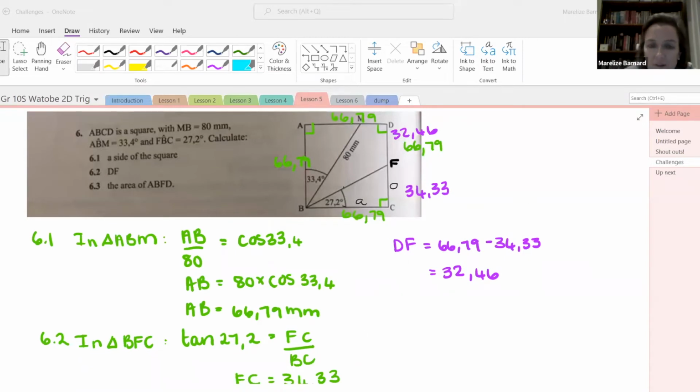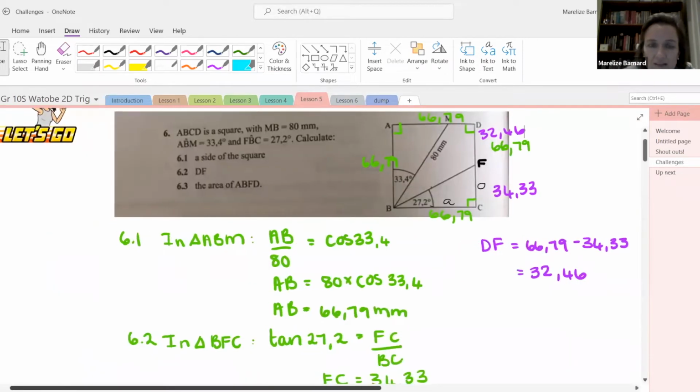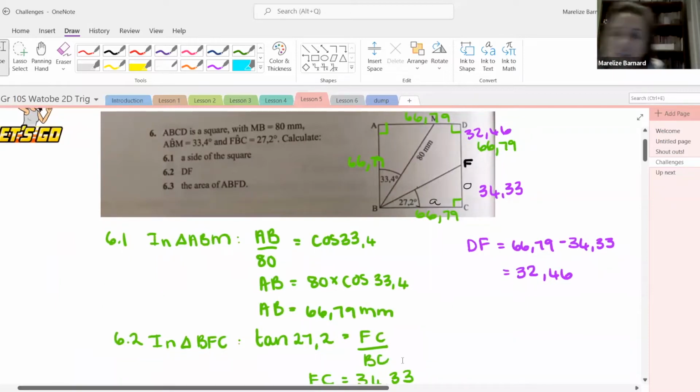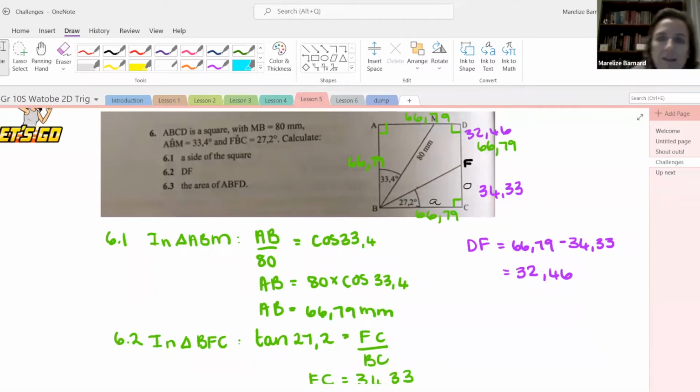Okay, well done, Mchlali. You also got that. That's excellent. Right, now we need to calculate the area of ABFD. So ABFD. I wonder if anyone's got ideas around how to calculate the area of ABFD. And I'm just going to highlight it because it's this irregular polygon.